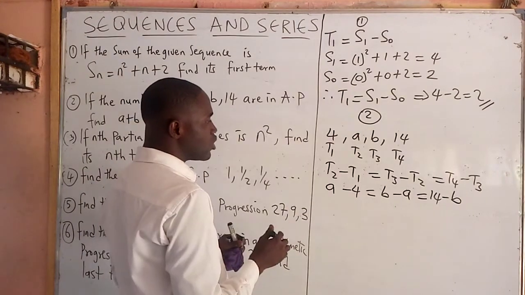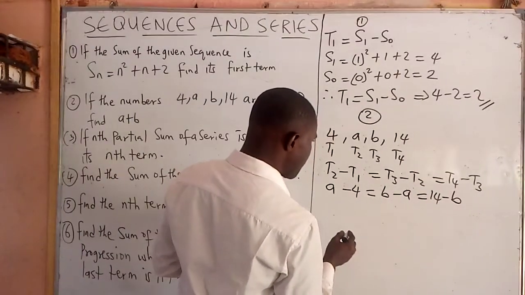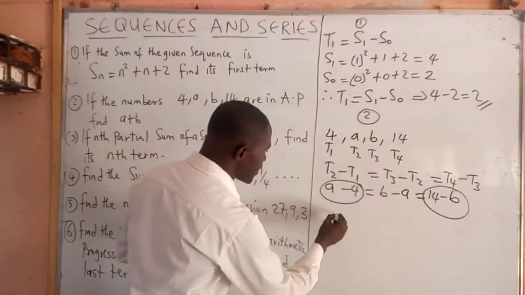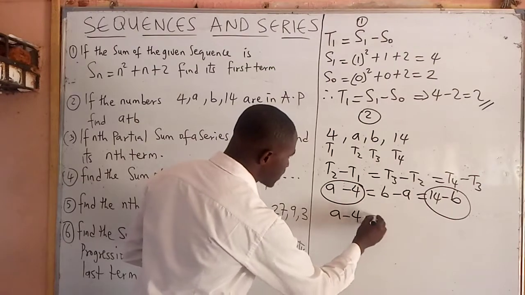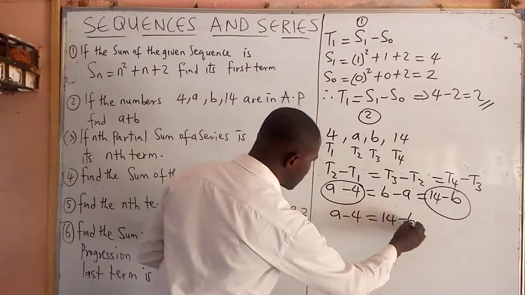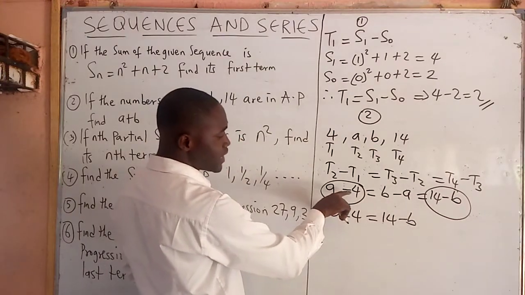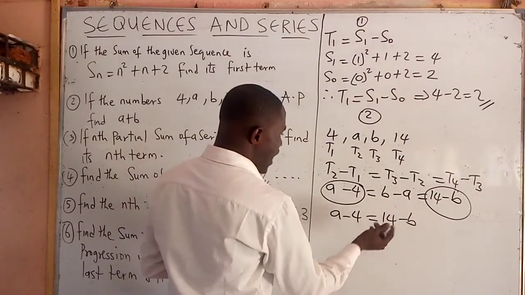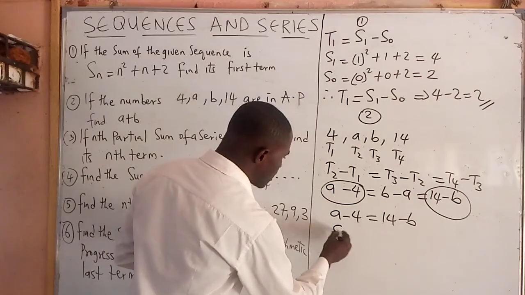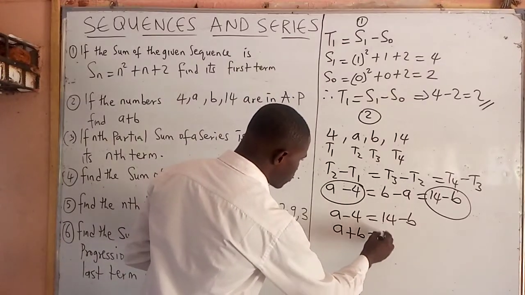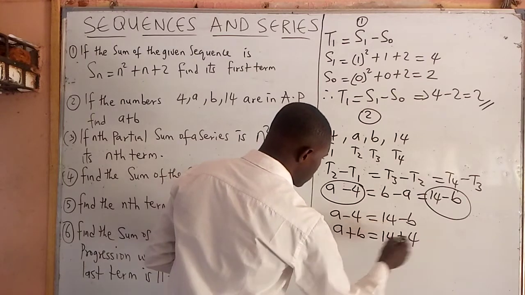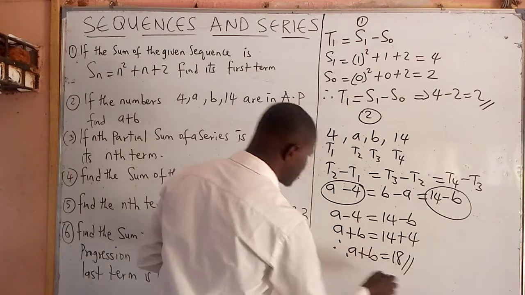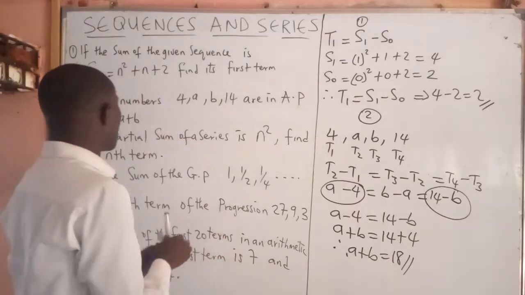So what you now do is, you say, okay, I'll compare this with this. I'll now say A minus 4 equals 14 minus B, because from the information we have here, this equals this equals this. So it means that this is equal to this. Now, minus B comes to the other side to give you A plus B equals 14 plus 4. Therefore, A plus B equals 18. Answer. We go to question number 3.